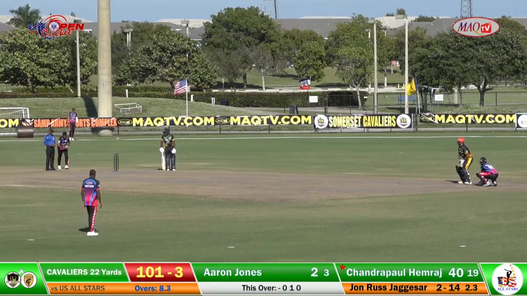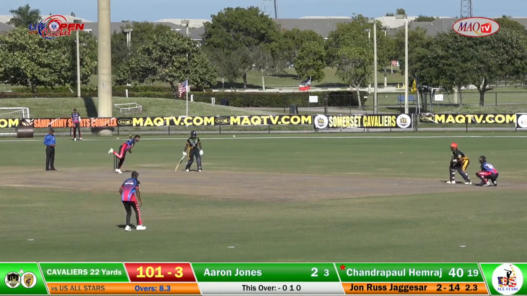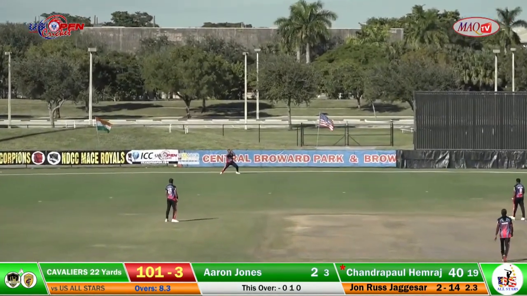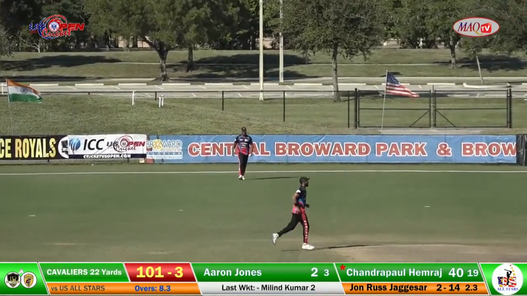Cavaliers, he's not coming the conventional way, he decided to switch it. This time he hit this one in the air. There's a man down there. He settles. He pouched the catch, and wicket number 4.